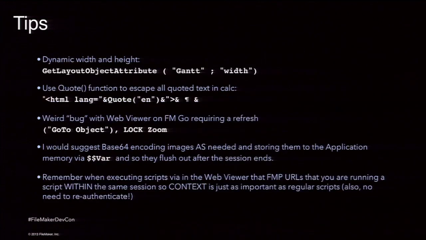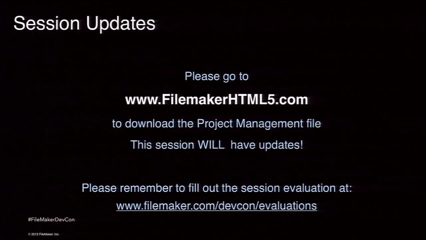One thing I want to point out in the middle, I called this a weird bug. I'm sorry, Rick, I didn't have a chance to change my slides since last night. If you put a Web Viewer on a layout in FileMaker Go, it puts a little refresh button on it, which could kind of screw up your chart. The way to fix that was to name the object and go to the object, and it gets rid of that. But we saw last night that that's no longer a worry. Thank you for that. And then the global variable thing, the base 64. Remember that when executing scripts and all that kind of good stuff.